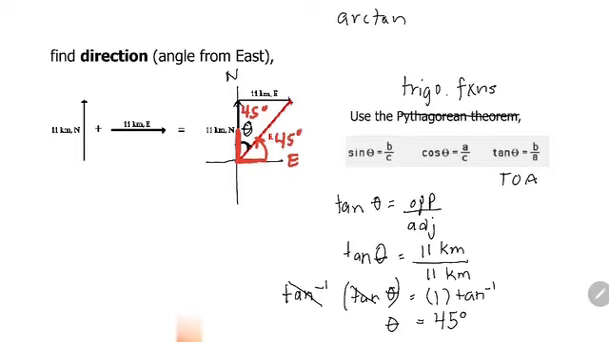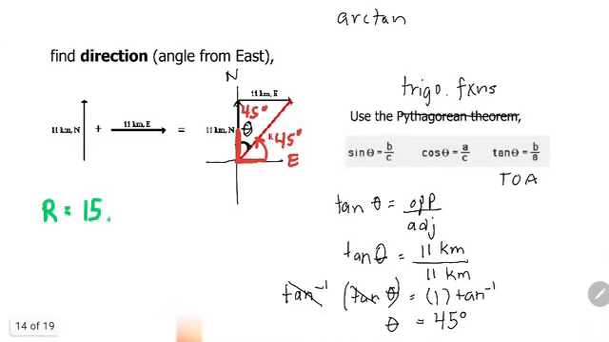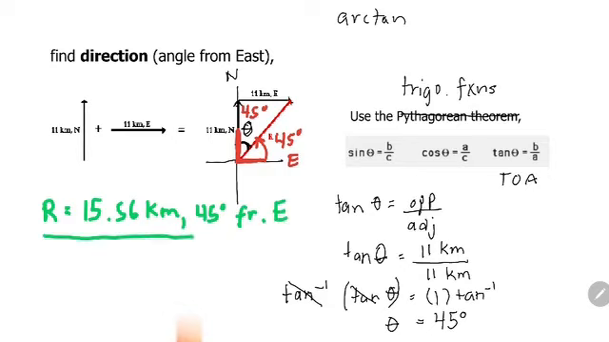Makabuo ko ng 90. So, in conclusion, ang ating resultant displacement ay 15.56 kilometer, 45 degrees from east. Okay?